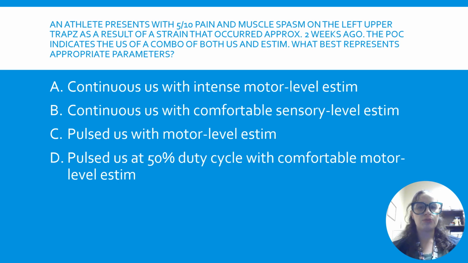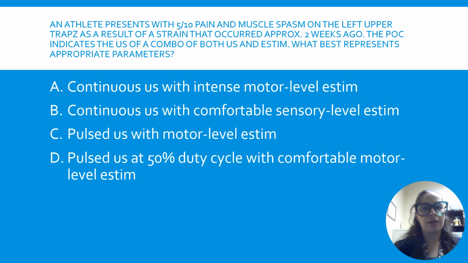An athlete presents with 5 out of 10 pain, muscle spasm on the left upper traps as a result of a strain that occurred 2 weeks ago. The plan of care indicates the use of a combo of both ultrasound and ESTIM. So combination ultrasound and ESTIM. They give you in these options something with ultrasound and something with ESTIM, and you have to make sure that you pick the best for both, right?